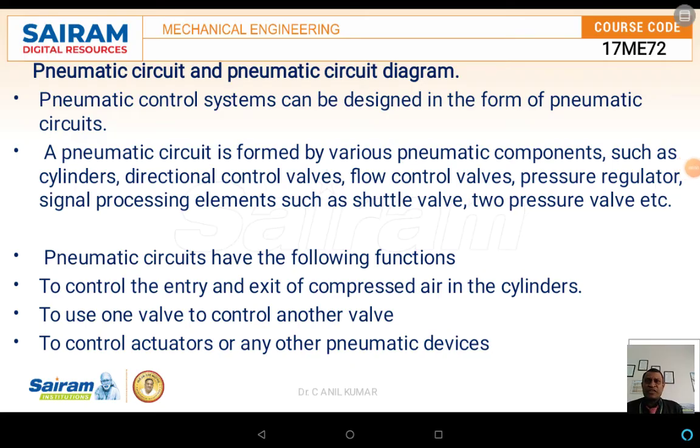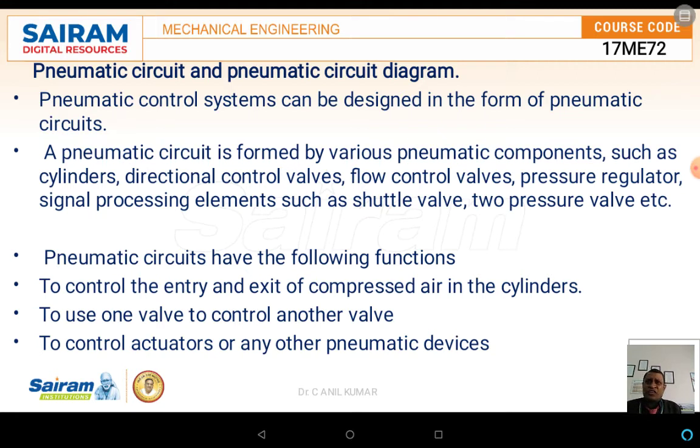Welcome back to the next session on pneumatic circuits as well as the pneumatic circuit diagram. In the previous module, we had discussed many different types of valves. Those different types of valves are what we are using in this session, especially while drawing the circuit diagram, or a pneumatic circuit diagram.